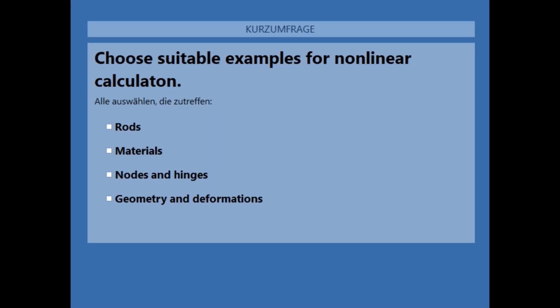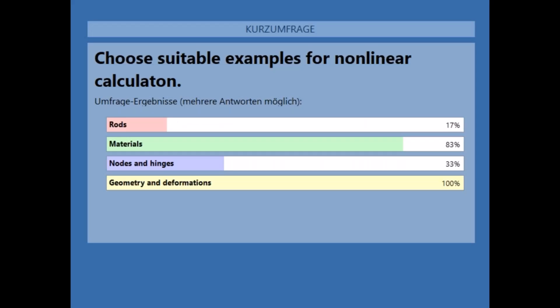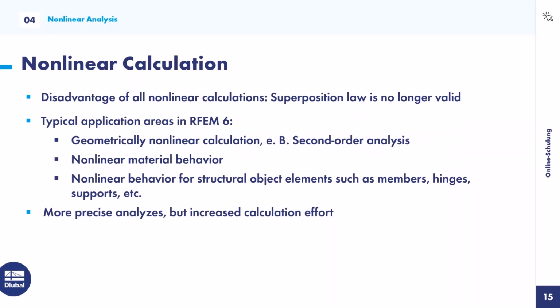Okay, some did vote. So I will close this one and show the results. Okay, just as a hint, every answer was right. So every one of the 4 answers was right. Everything can have nonlinearities. Rods can have nonlinearities, materials, nodes and hinges and supports, and the geometry with this P-delta effect.